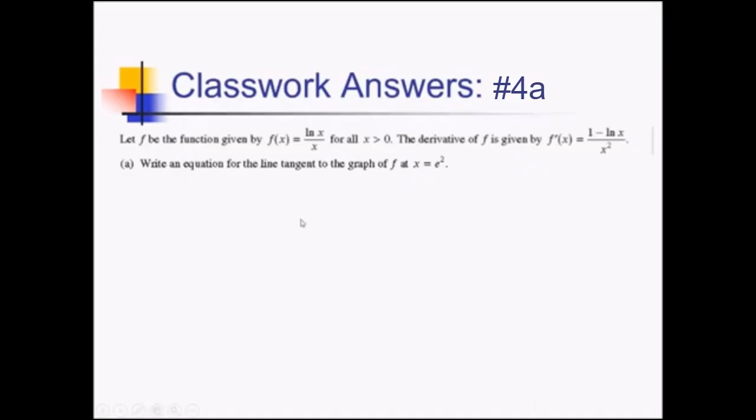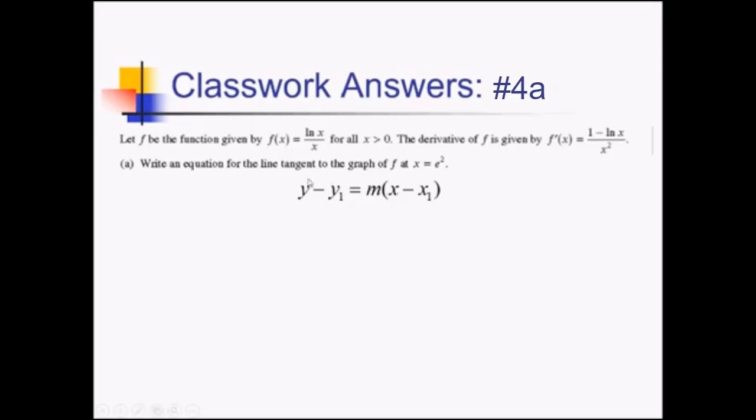On this calculator-free problem, we have the f function given by ln of x over x, for x greater than 0, and its derivative, which we could have found on our own, but they just saved us some time, is given by f prime over here. First task is to write an equation for our line tangent to the graph of f at x equals e squared. So if I'm doing a tangent line, and I don't need to do anything else with it, like approximating or anything crazy like that, I'm just going to use my point slope formula. So y minus y1 equals m times x minus x1.